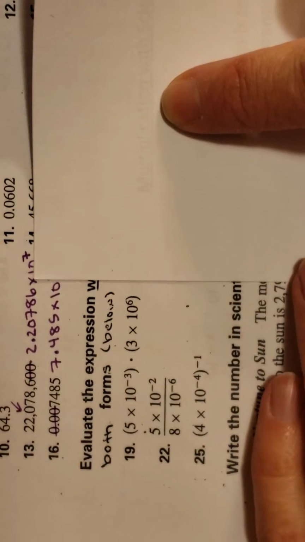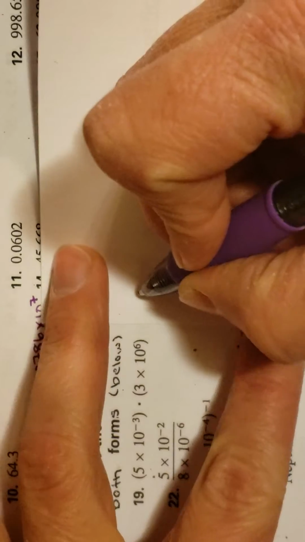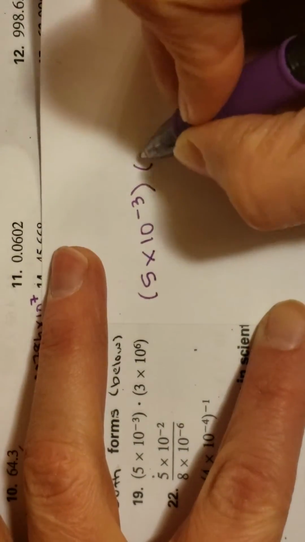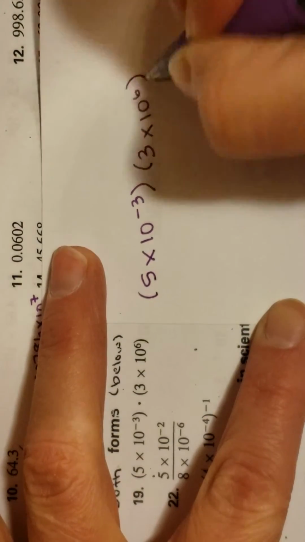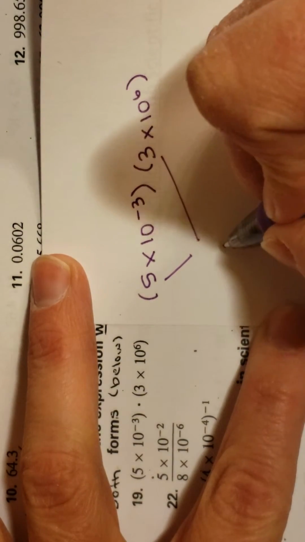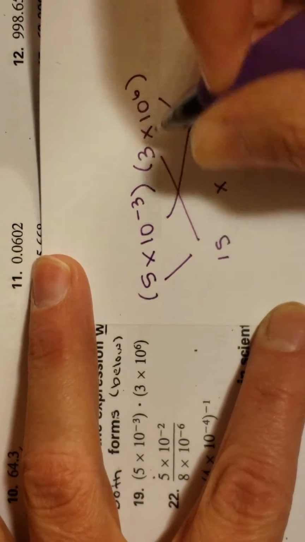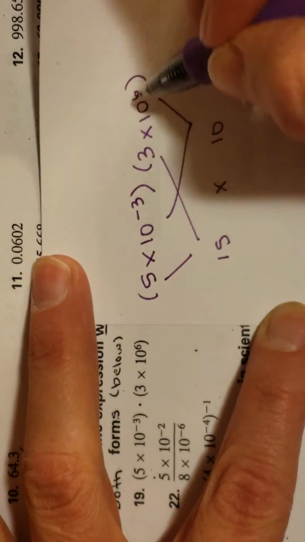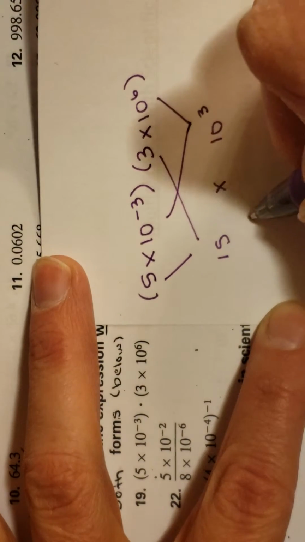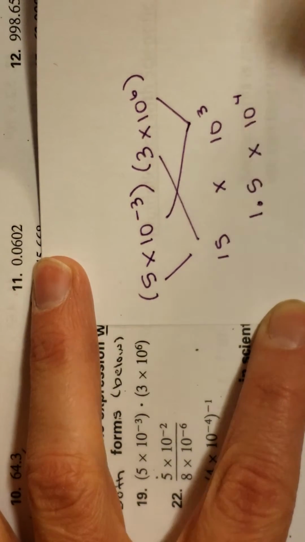Okay. All right, so if I have that's the problem. Do this first. 5 times 3 is 15. Times 10 to the, add the exponents. Negative 3 and 6 make 3. This is the correct value, but not the correct form. It becomes 1.5. I decreased, now increase by a power of 10.